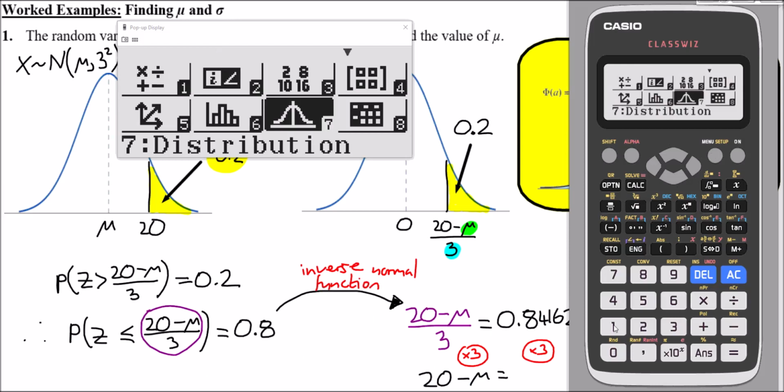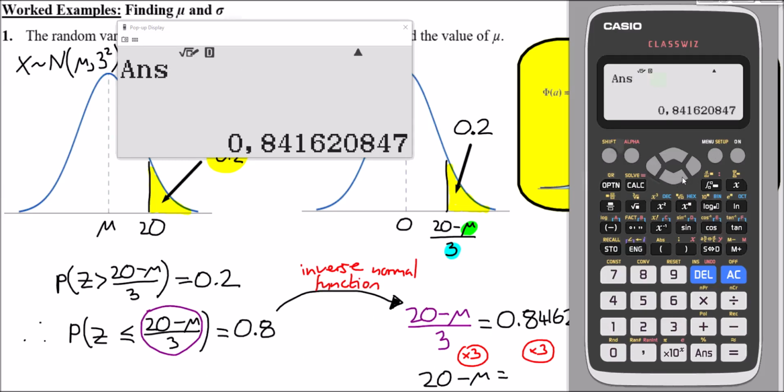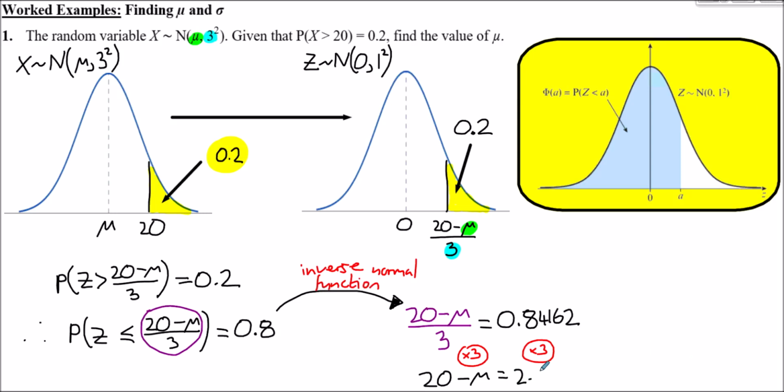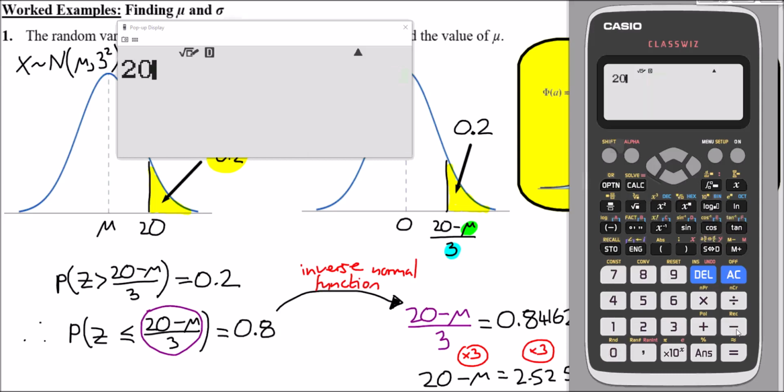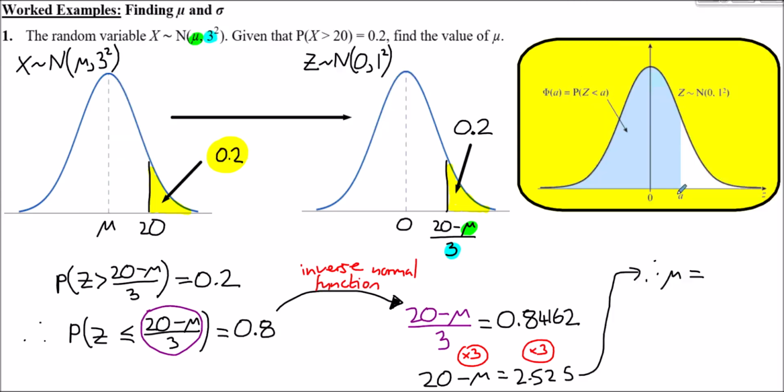So if I go to menu, back to option 1, I've got this answer stored. So just multiply that by 3, 2.525-ish. Therefore, rearrange this. So add mu to both sides, then do 20 minus 2.525. So in other words, 20 subtract that answer. We get that the mean must be 17.48 to two significant figures.